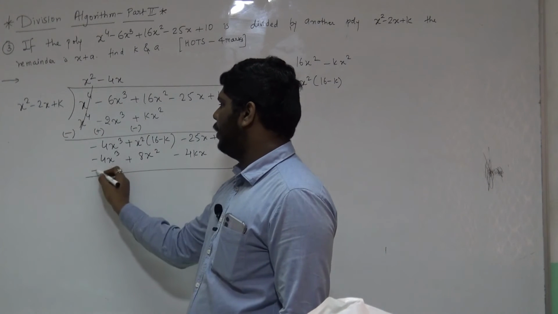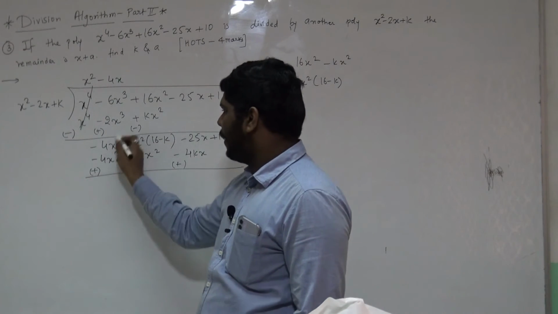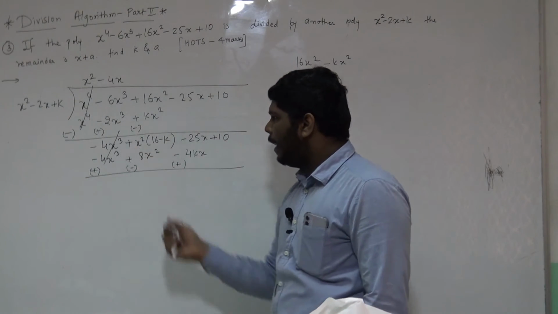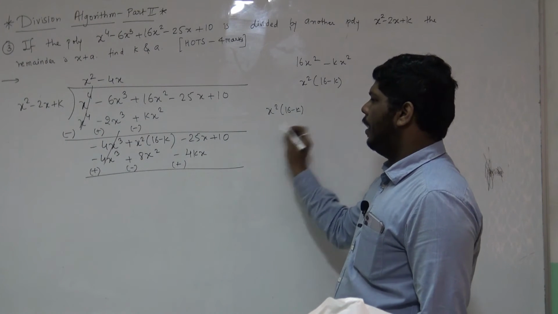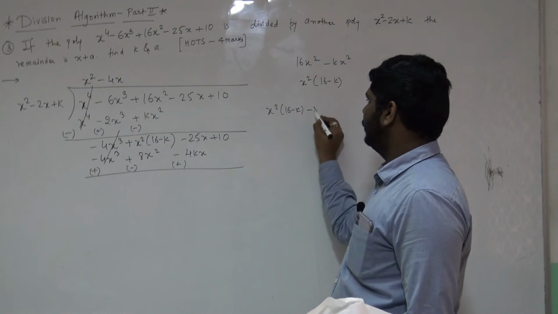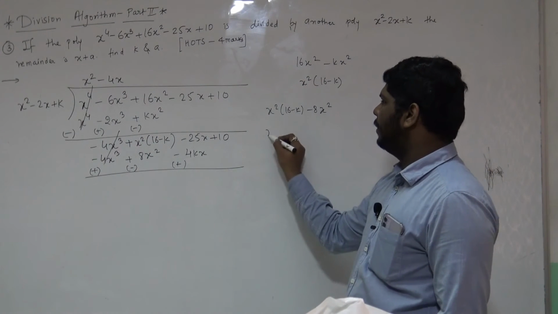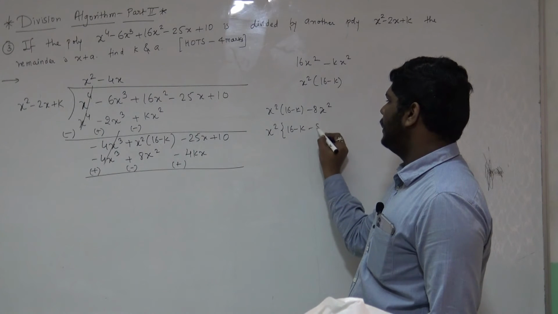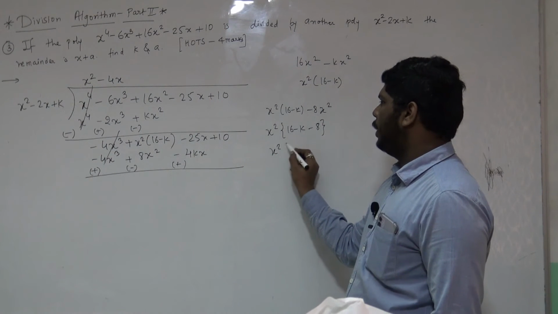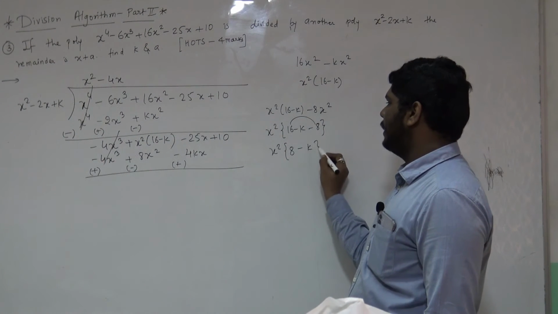Again subtraction, change of sign, plus, minus and plus. So the first part is gone. Now the second part I will write here. This is x square 16 minus k, and this will be minus 8x square, correct? So in both the cases, can you see now x square will be common. So what is remaining, 16 minus k is there, and from here minus 8 is remaining. So x square, this 16 minus 8 will give you 8 again, and 8 minus k.